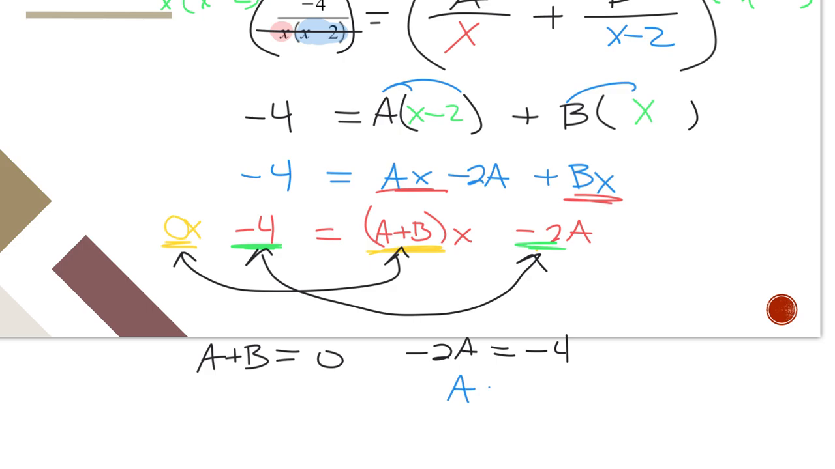So if we divide by -2 to both sides, I get a is 2. If I plug that 2 back in here and subtract it over, I get b ends up being a negative 2, because positive 2 and negative 2 is in fact 0.